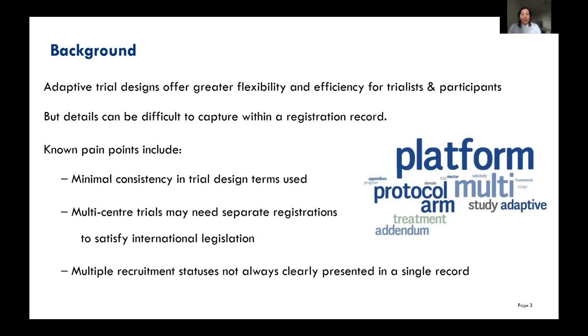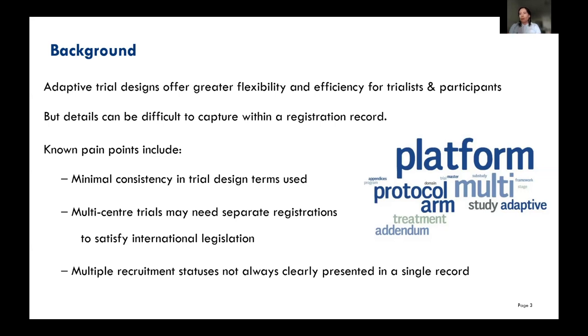Multi-centre trials that are recruiting internationally may also require separate registration records to be created and displayed on different registries in order to satisfy international legislation. So, for example, if your trial is recruiting in the United States and Europe, you would be required to register your trial with clinicaltrials.gov and the European Union Clinical Trials Registry.